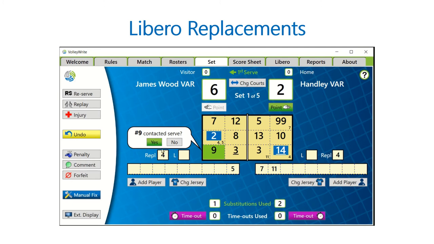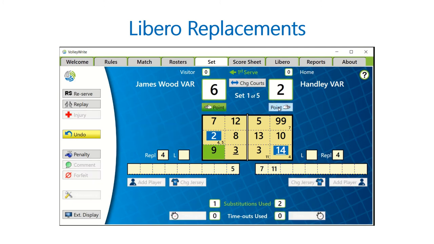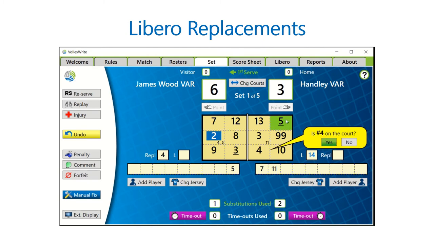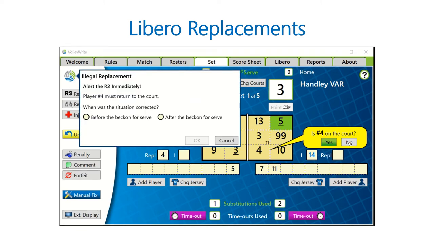When the libero rotates to the front row, VolleyWrite moves the libero off the court into a libero box, and a yellow verification bubble appears to remind you to check the exchange. This is an important responsibility of a libero tracker. And if the wrong player enters the court for the libero, alert the R2 immediately.